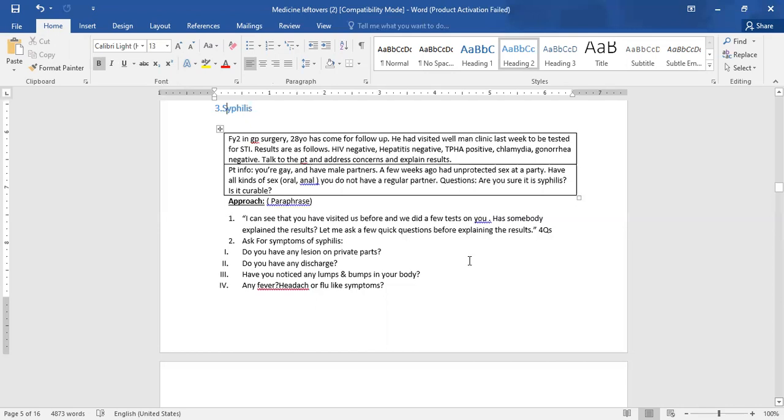So the patient info: you are gay and have male partners. A few weeks ago you had unprotected sex at a party, have all kinds of sex, and you do not have a regular partner. Are you sure it is syphilis? These are the questions the patient will ask. Is it curable? So the same approach, you will paraphrase it, that we have done a few tests. Now I believe you are here to get the reports. Has somebody explained the result?